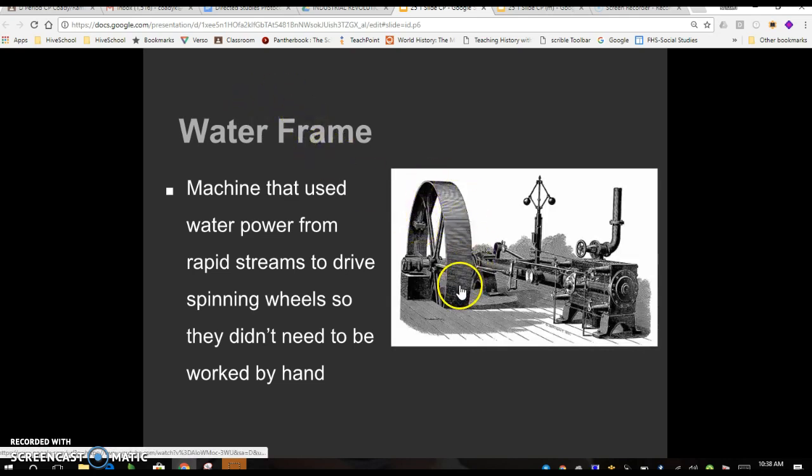So this is what the wheel would look like inside the factory. And below that would be the river running underneath the factory, helping to move that wheel and turn all the gears related to these machines.